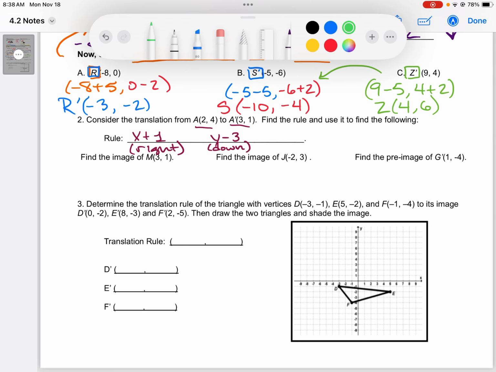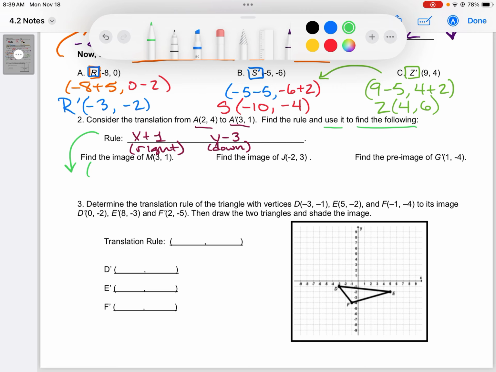Now, for this next section, we're finding images. Image, image, pre-image. Image, image, and pre-image. Now, it says find the rule and use it to find the following. So that means, just like we did in part 1, we're using the x plus 1 and the y minus 3 for all of these.